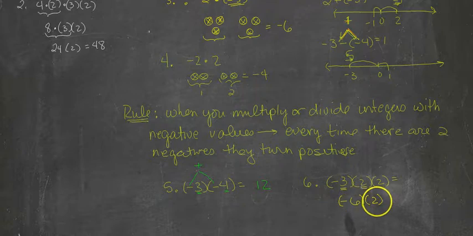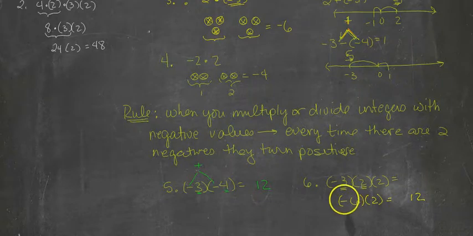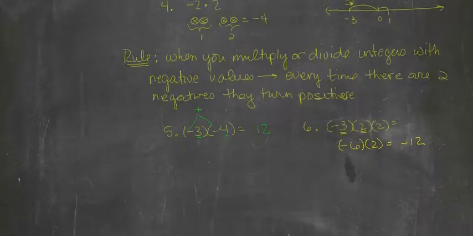So 6 times 2, doing the same thing, ignoring the signs first: 6 times 2 is 12. And then again, I still only have one negative. I don't have an even number, I have an odd number of negatives. So the answer here would be -12. So for multiplication and division, multiply the integers first and then decide if it's going to be a positive or a negative answer. One more example just to be sure.